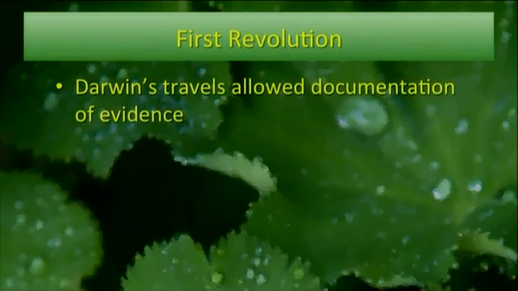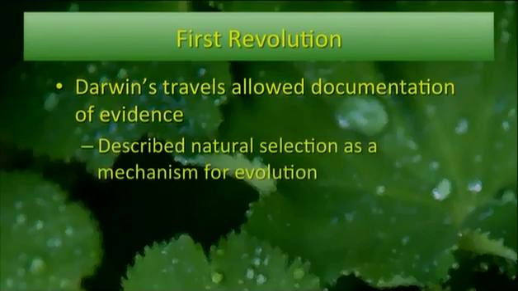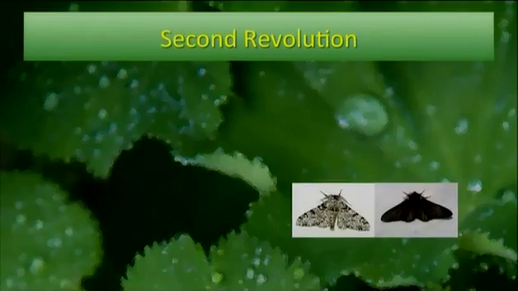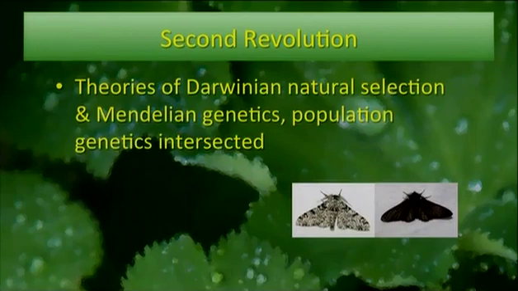Now, Darwin's travels allowed him to document evidence for it. So he described natural selection as a mechanism for evolution. So the mechanism for evolution is natural selection. As an example, we have these peppered moths. Theories of Darwinian natural selection, Mendelian genetics, and population genetics intersected during the second revolution. So we have examples of these peppered moths.